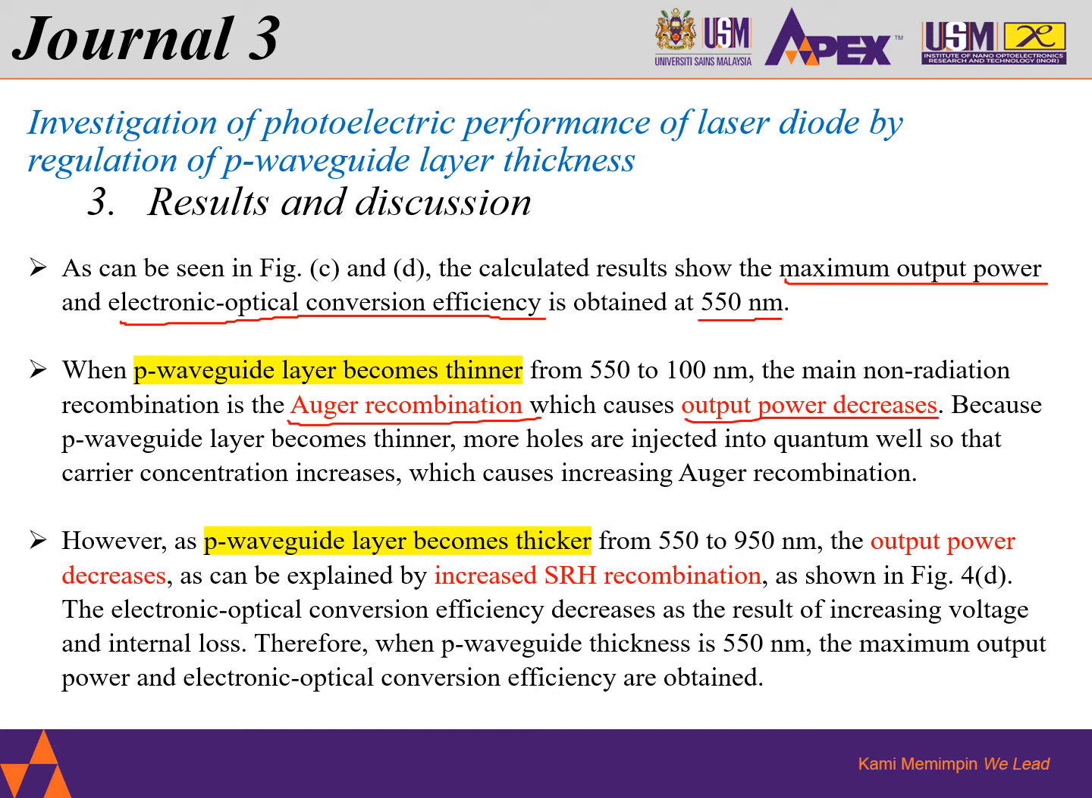This is because when the layer becomes thinner, more holes are injected into the quantum well, so the carrier concentration is increased and therefore Auger recombination increases. On the other hand, when the layer becomes thicker, from 550 to 950, the output power also decreases because of the increase in SRH recombination. So that's why the highest conversion efficiency and the highest maximum output power are at 550 nanometers.